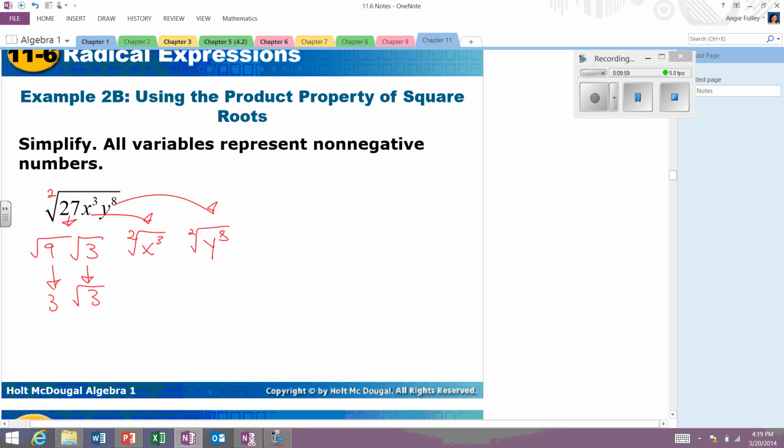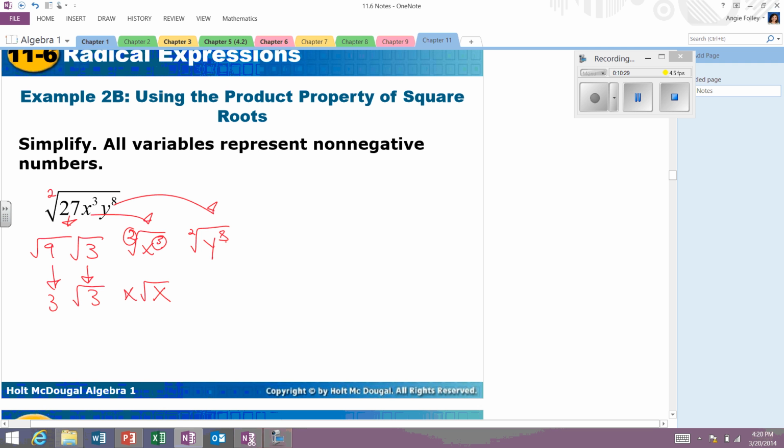Square root of 3, so that stays. The square root of x cubed. When you have variables with exponents, you want to figure out how many times 2 goes into 3 evenly. I can take out 2 x's evenly, okay? So that means I can take out one whole x and I'm still going to have one left inside. So I'm going to have an x under the radical left.